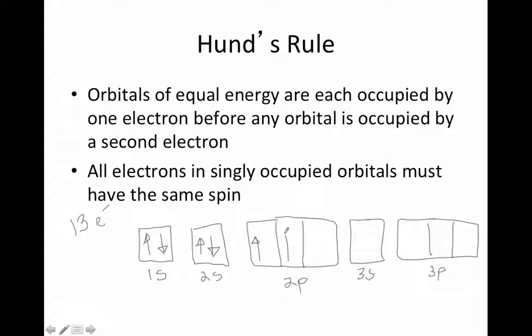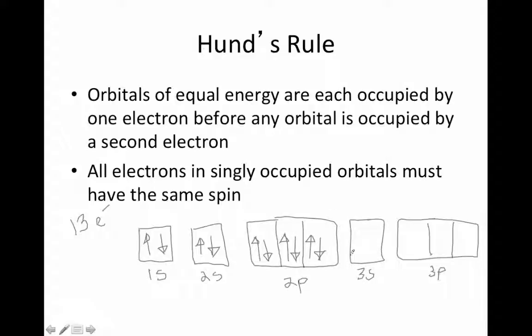5, 6, 7. This would be an orbital notation for nitrogen if we were to stop here with 7 electrons. 8. Now we can double them up. 9, 10. And another thing too, all electrons in singly occupied orbitals must have the same spin. So when we were doing the Hotel, we put the pigs in the room on their feet first. So one pig in each room on its feet.